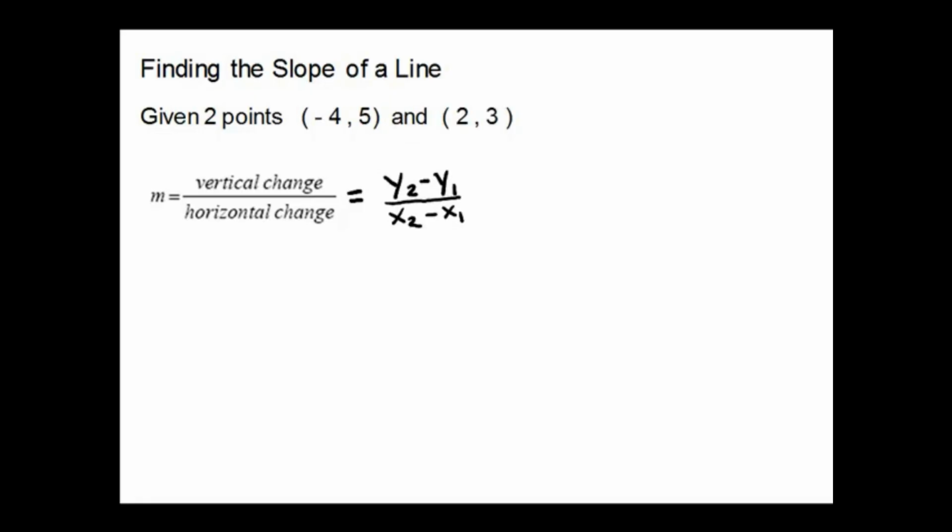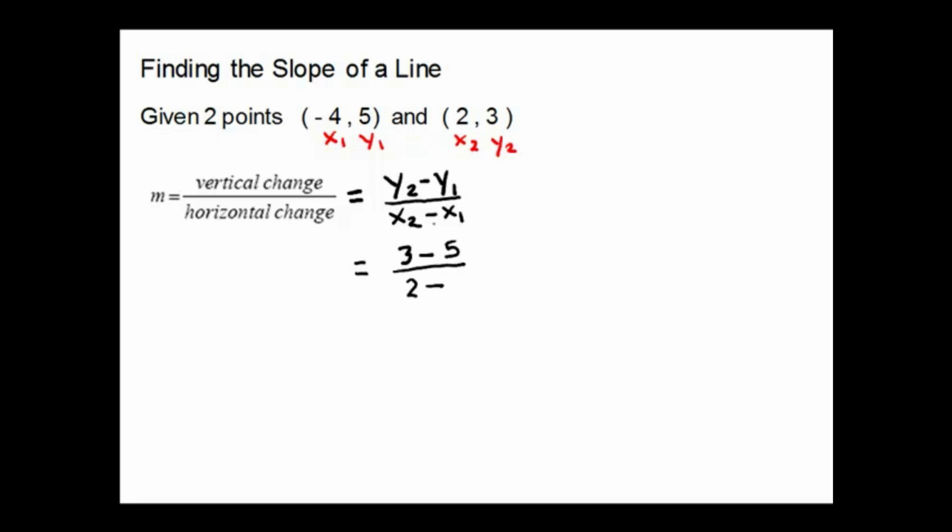Let's find the slope of the line through these 2 points. First, I would label the points. This will be x1, y1, and this will be x2, y2. And then we'll substitute into the formula. For y2, we have 3 minus, from the formula, y1 is 5 over x2, which is 2, minus from the formula, and notice x1 is a -4.